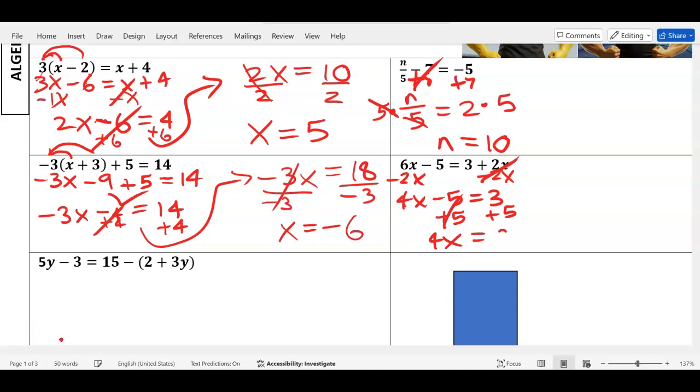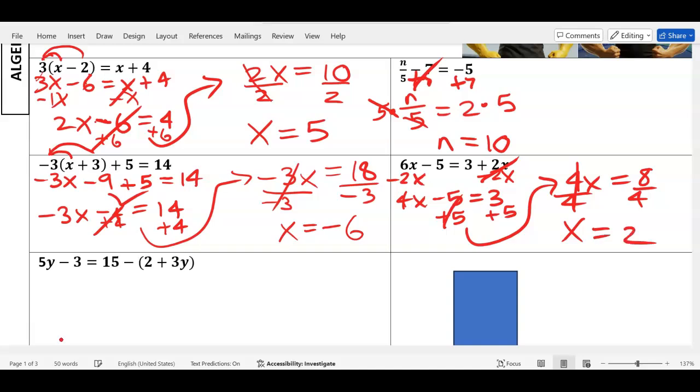4x equals 8. And your last step is to divide by the coefficient. 8 divided by 4 is 2.